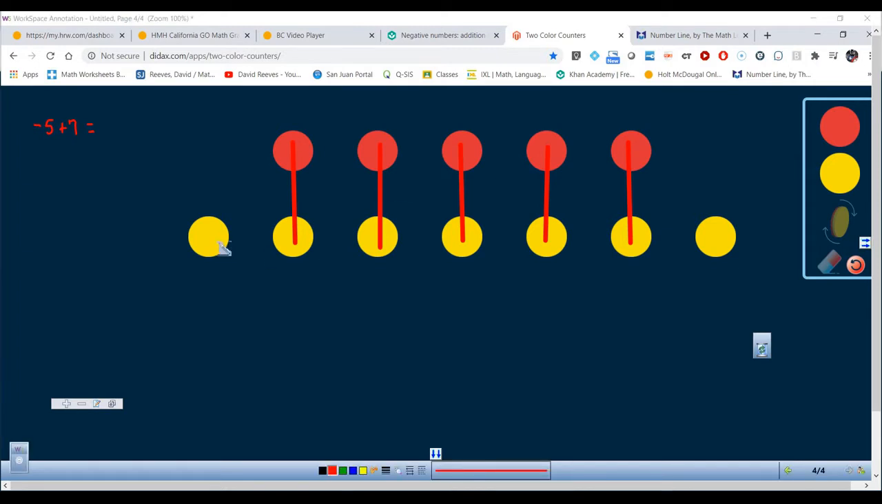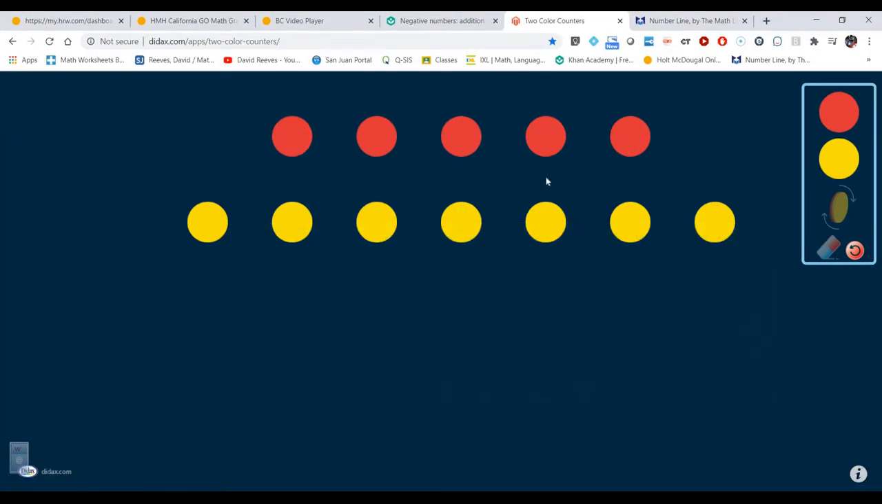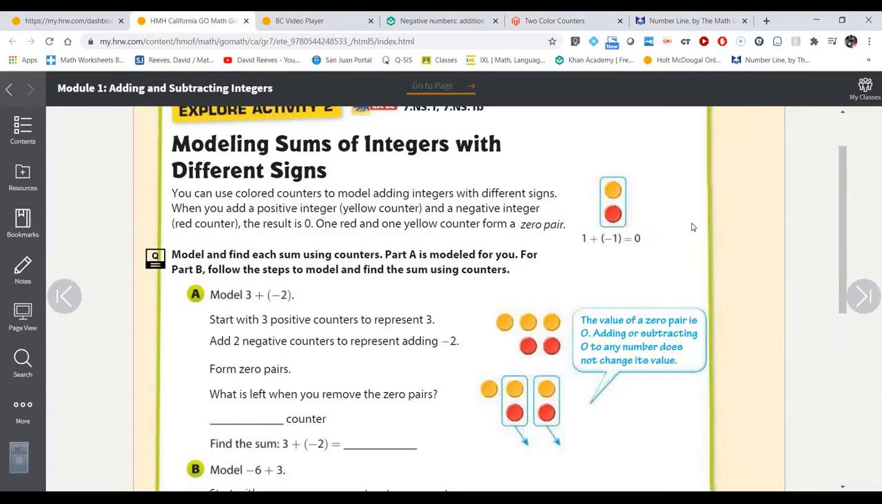So what do we end up with? We end up with 2 positives, right? So -5 plus +7 is +2. Here we go. There's 1 and there's 2. There's our 2 blue counters that are left over. All right, so that, ladies and gentlemen, is adding positive and negative integers using tiles.